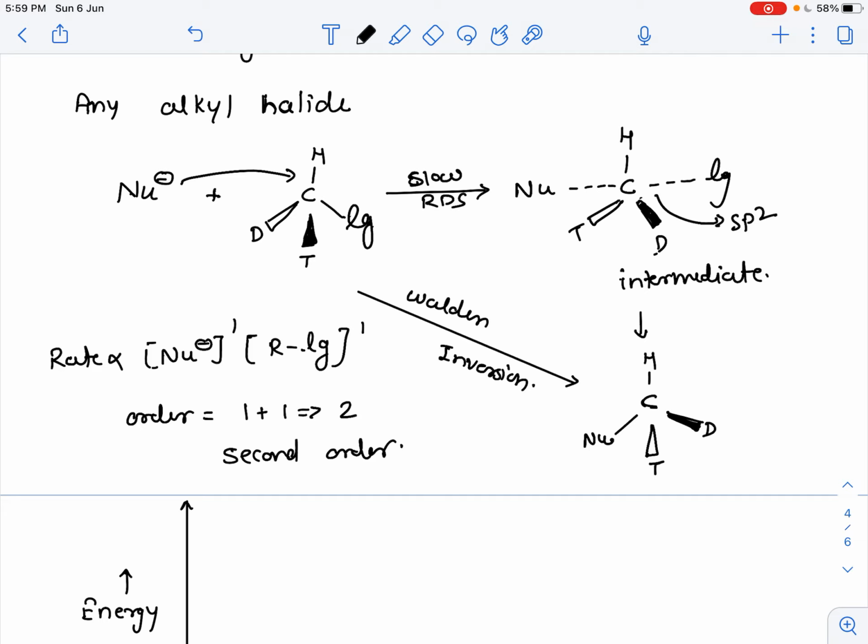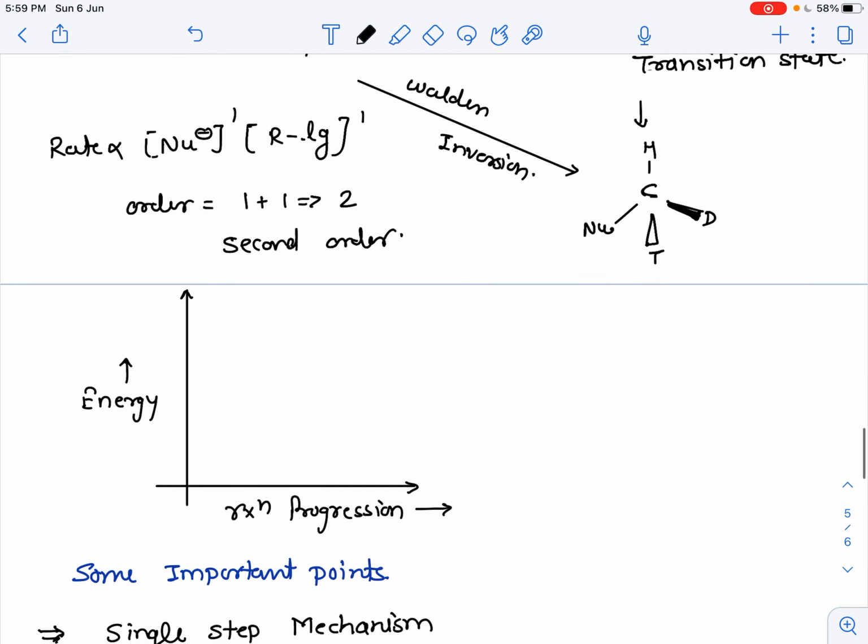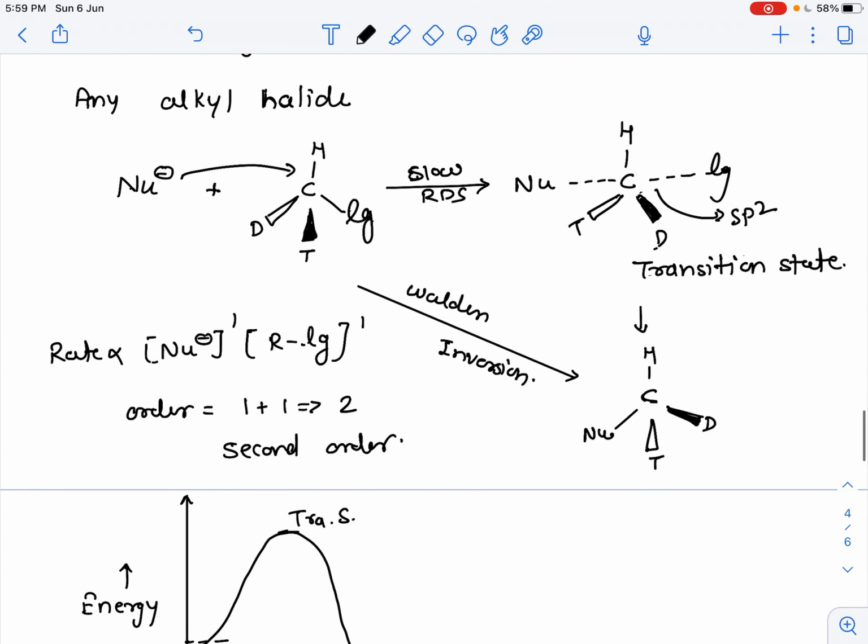And one more thing in this. This is actually not an intermediate. This is only a transition state. I should write it. In this, no intermediate is formed. This is the only transition state. So if there is only one transition state and no intermediate, what will be the energy profile? Only a single peak in the graph. That's it. This is the reactant, this is the product, and this is the transition state. Clear or not?